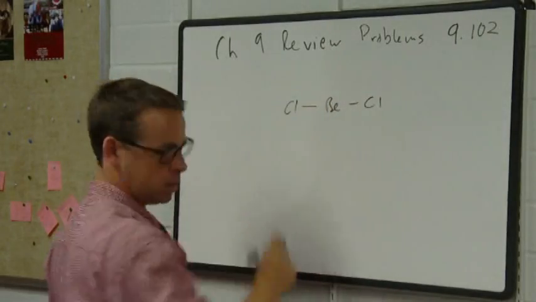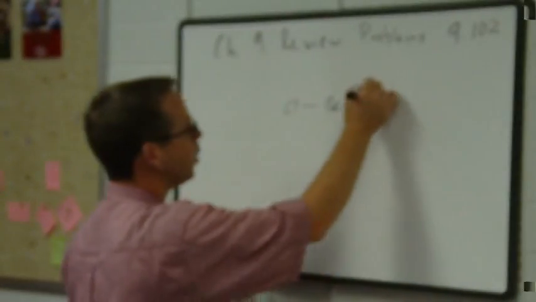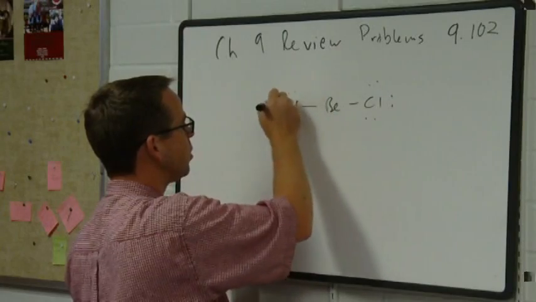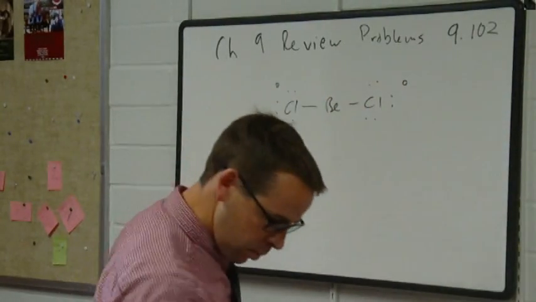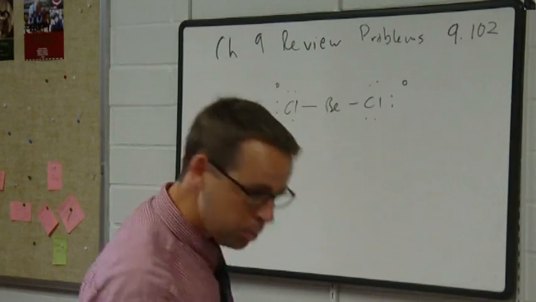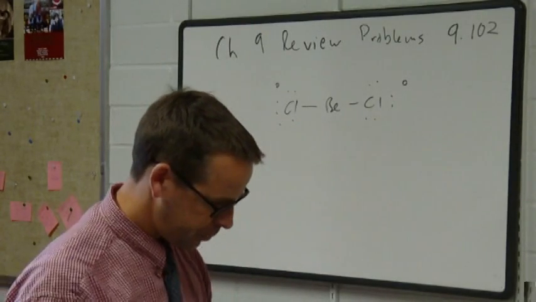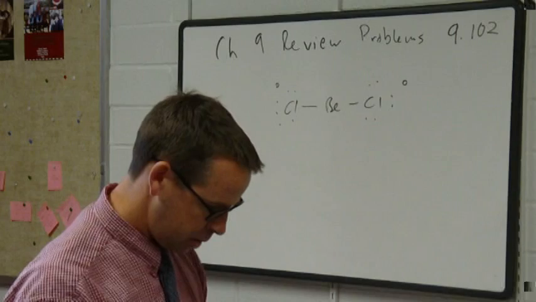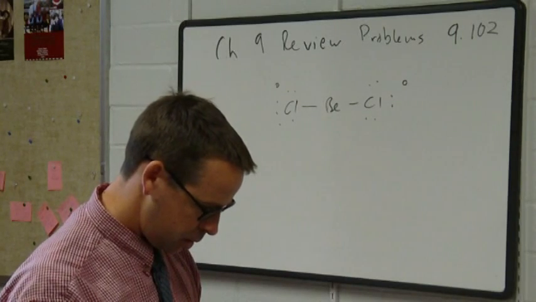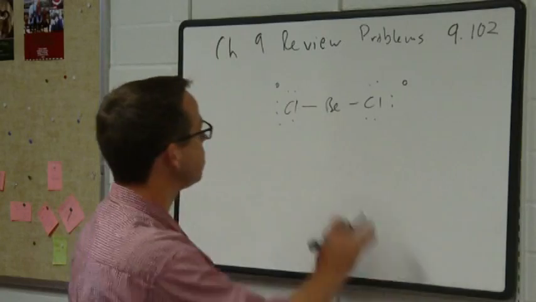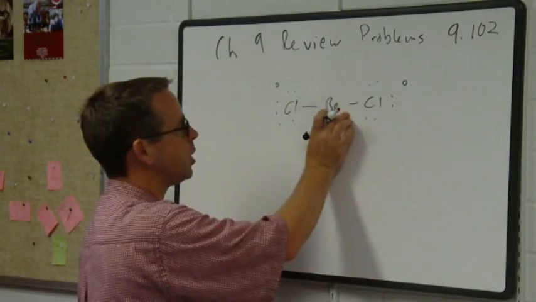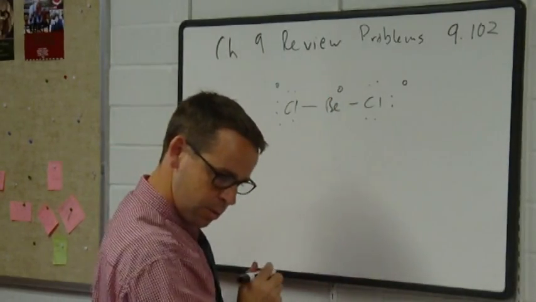BeCl2, Cl. 1, 2, 3, 4, 5, 6. 1, 2, 3, 4, 5, 6. So the formal charges here are 0 and 0. Beryllium, let's see, it brought 2 electrons to the table and it wants to have 2 electrons, so its formal charge there is 0 as well.